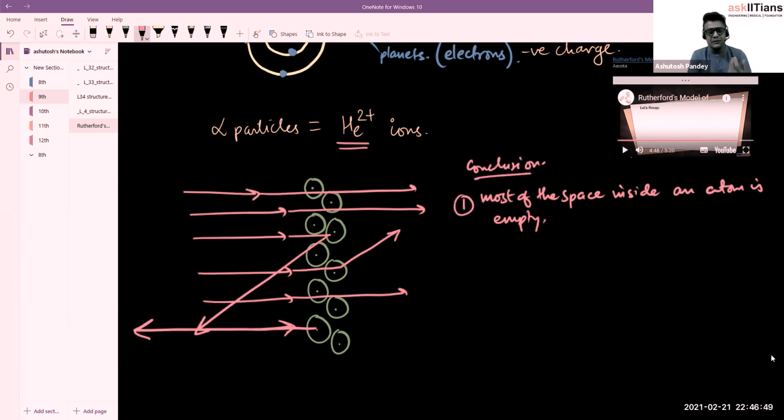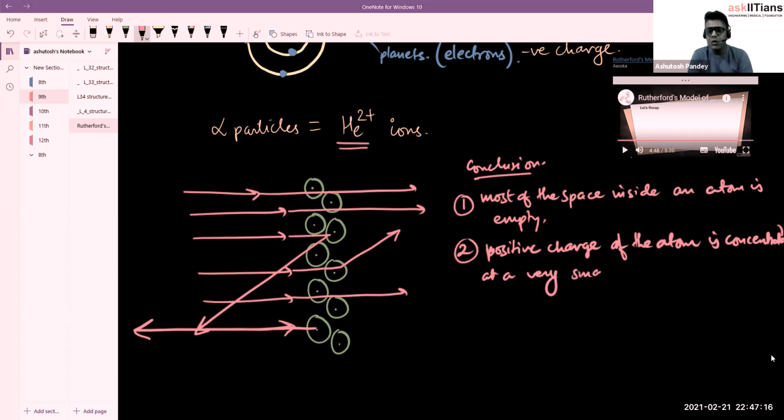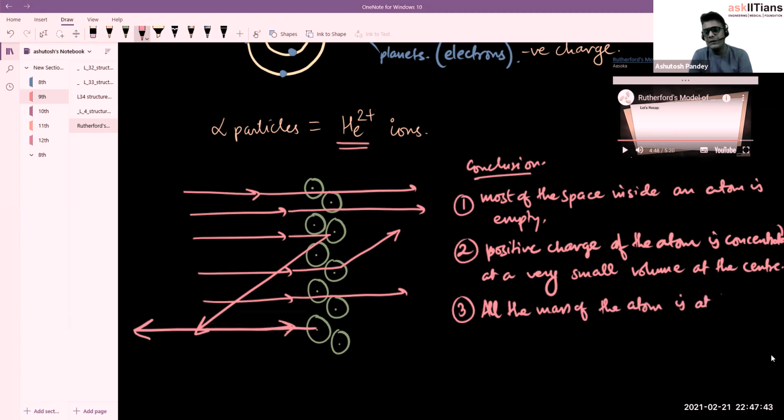Second observation was that some of the alpha particles are experiencing some deflection. It means that we can say the positive charge of the atom is concentrated at a very small volume, at the center of the atom. And the third observation was that 1 in 12,000 alpha particles is going to retrace its path. It means that all the mass of the atom is at the center.